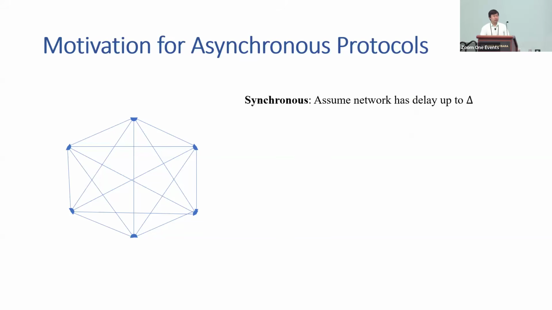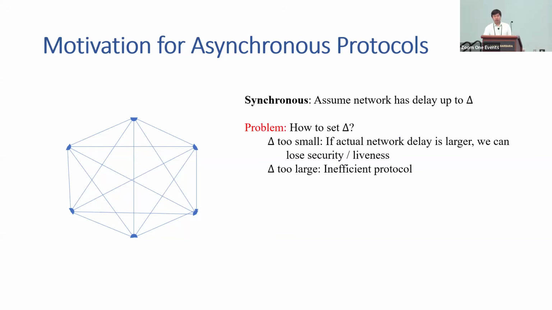So let me start with giving a little bit of motivation for asynchronous protocols, because when you read MPC papers, we mostly consider synchronous. In a synchronous protocol, we usually have this upper bound delay delta, and we rely on that. But the problem is that when we deploy such a protocol over, let's say, something like the internet, how do we set such a delta? If we set delta too small, then because the synchronous protocols rely on this upper bound, the protocols may lose security or at least liveness. On the other hand, if we set the delta too large, then we may end up with inefficient protocols.